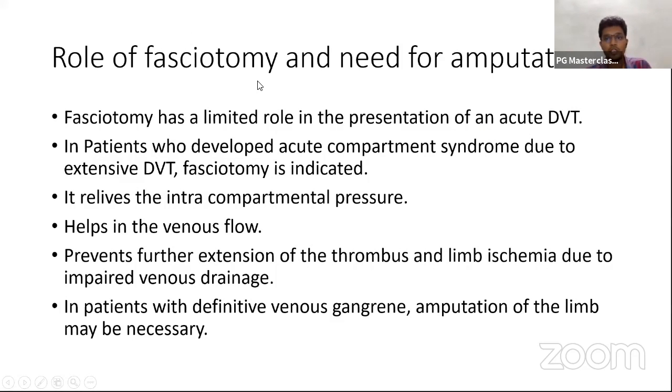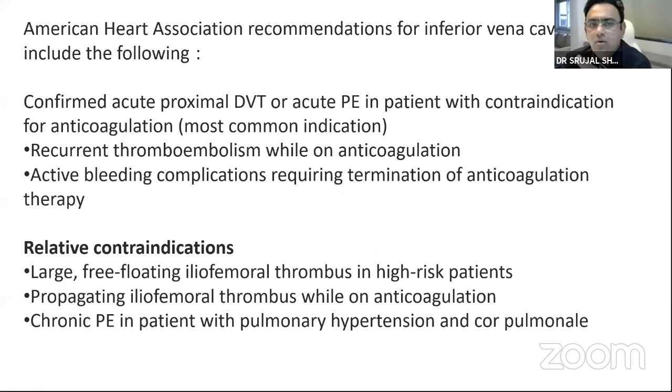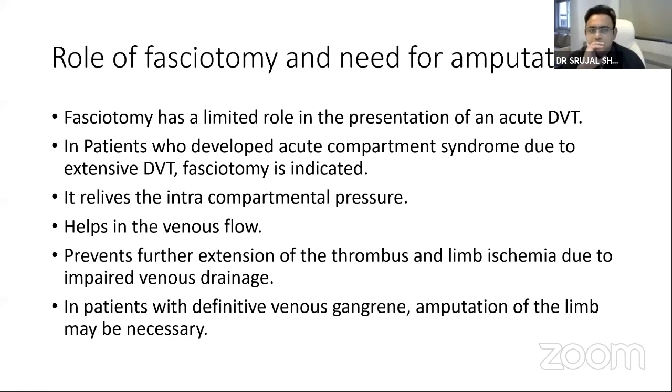Role of fasciotomy and need. Vishnu, go back to the relative contraindication. They are not relative contraindications. Sir, relative indications. Yes, they are relative indications. Okay, wait a second before you go for fasciotomy. Okay, fine. Okay, complete.